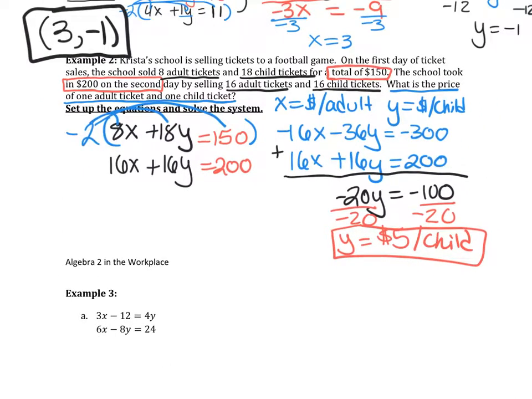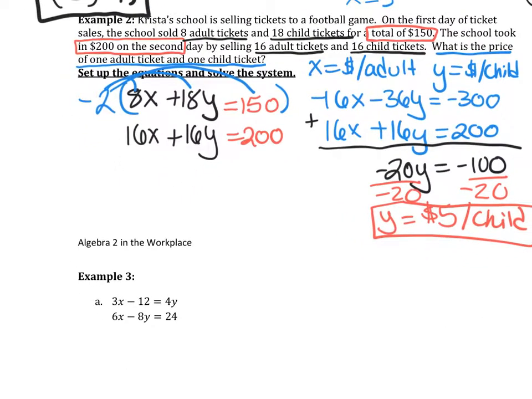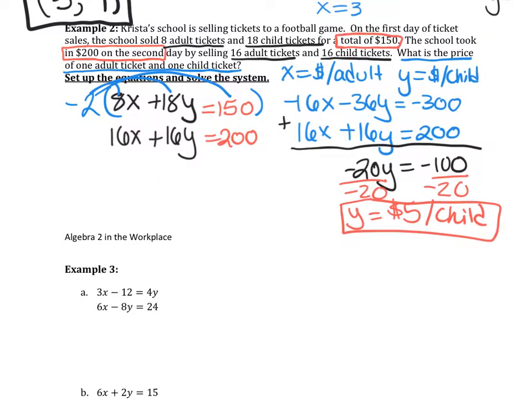Okay. But that only tells us the cost per child ticket. We also need to know the cost per adult ticket. So now we can plug that value in for y back into either one of our equations. It does not matter which one. I'll just do the top one because it's first. So I'm going to plug in 5 for y. So I'll have 8x plus 18 times 5 equals 150.